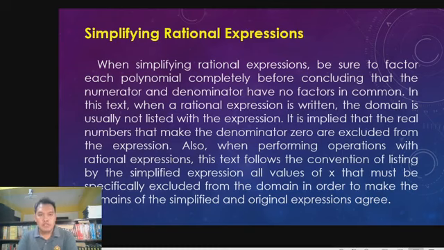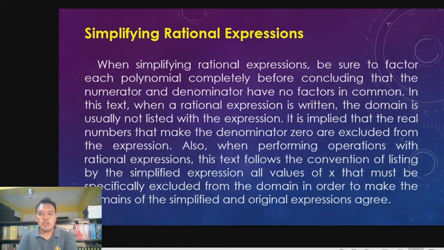Okay, simplifying rational expressions. When simplifying rational expressions, be sure to factor each polynomial completely before concluding that the numerator and denominator have no factors in common. So, in simplifying a rational expression, we always factor the numerator and the denominator. Once we have factored the numerator and denominator, whatever is common to both, we can cancel out in our expression. So when we no longer have a common factor between the numerator and the denominator, that's when we can say that our rational expression is simplified.